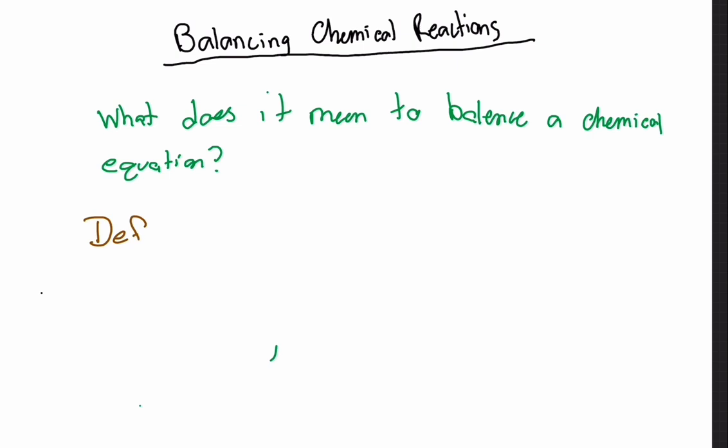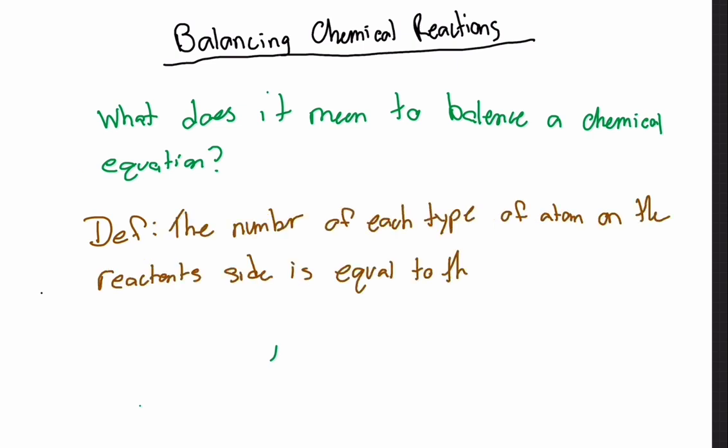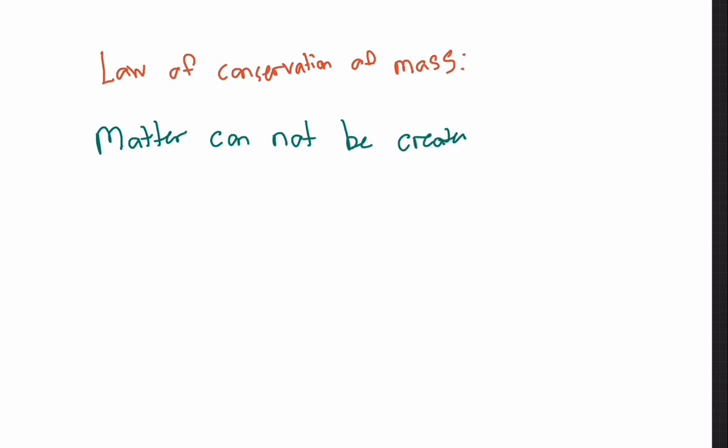In a balanced equation, the number of each type of atom on the reactant side equals the number on the product side. This respects the law of conservation of mass, which states that matter cannot be created or destroyed in a chemical reaction. Balancing ensures that each atom that goes into a reaction also comes out.